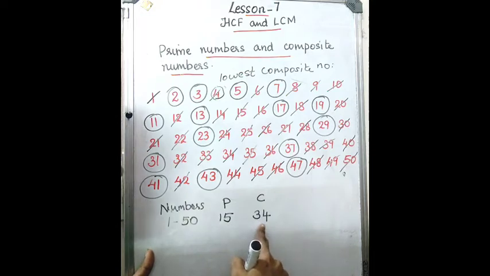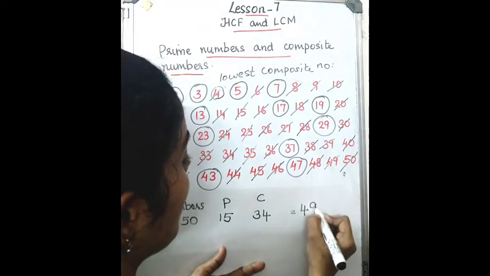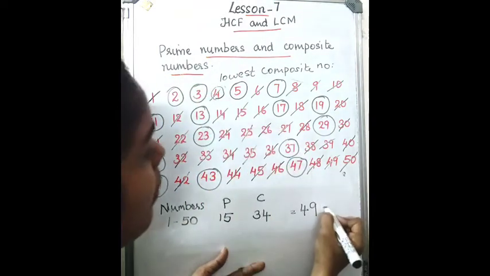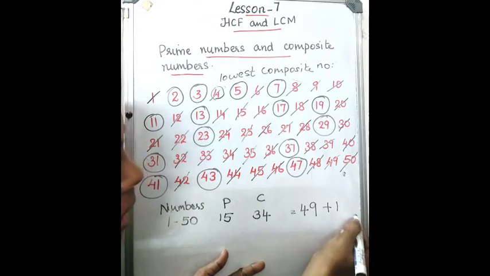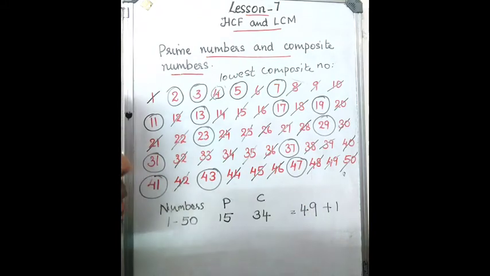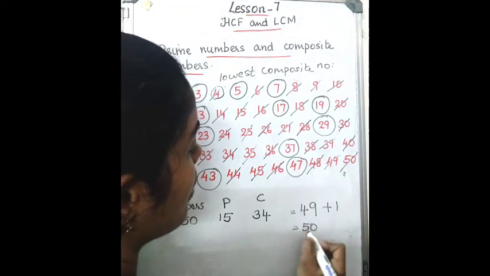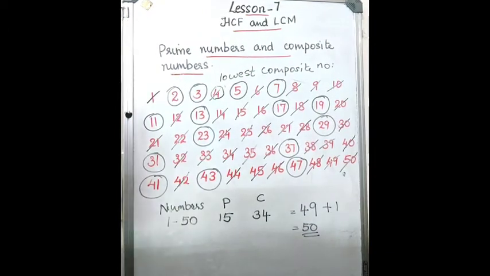15 prime numbers and 34 composite numbers. That means 15 plus 34 equals 49. Plus 1. 1 is neither a composite nor a prime number, so we excluded 1 from these numbers. 49 plus 1 gives 50. Now I hope all of you have a clear idea about prime numbers and composite numbers.